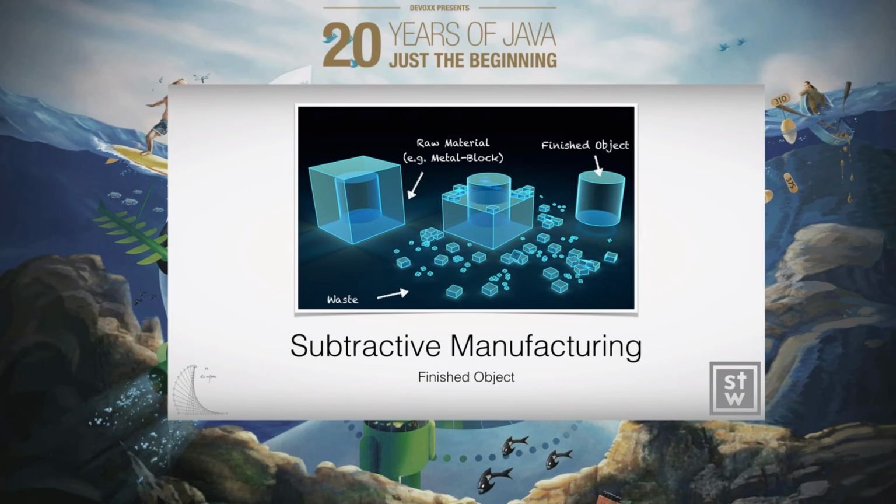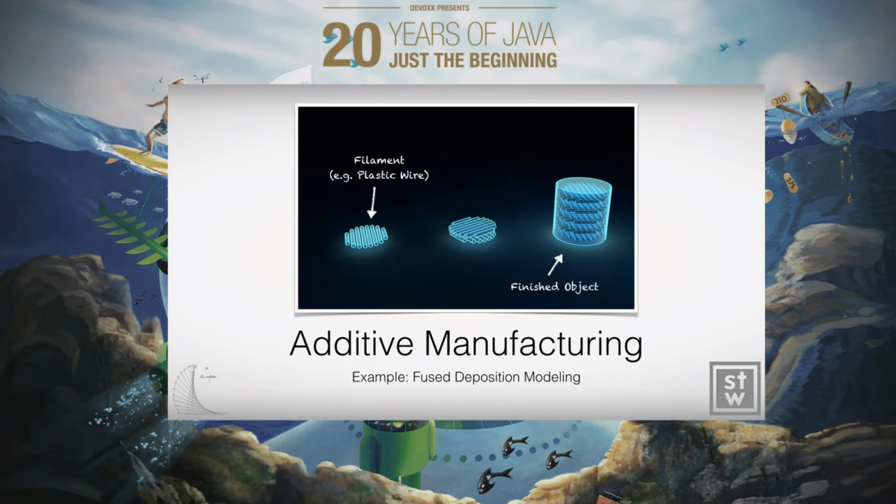And after that, you get your finished object. So this has advantages and disadvantages, of course, but it's also limiting because you cannot remove something from inside of the cylinder if you want to keep it closed. It's just not possible. With additive manufacturing, there is a lot more possible.